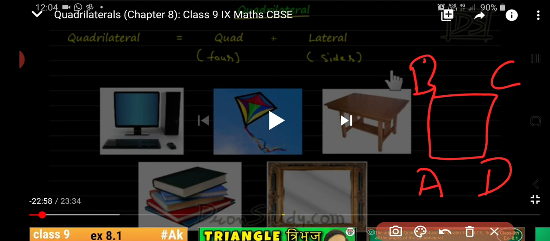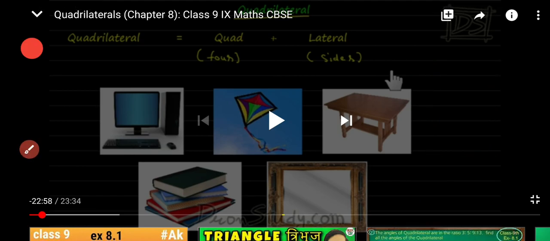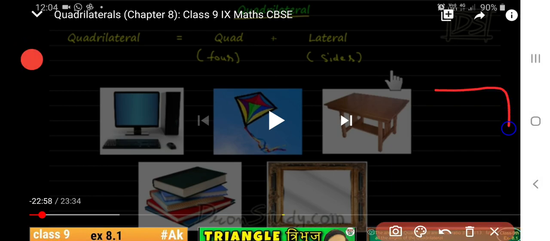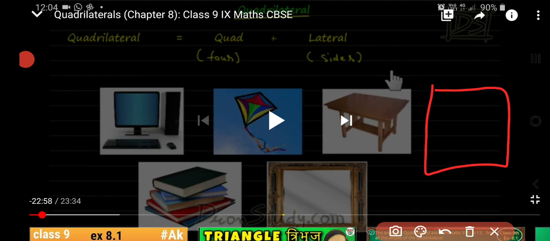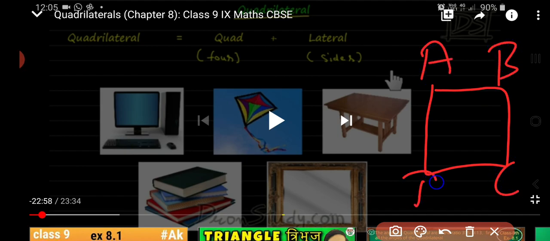You have to write with any vertex. If you want to write the name of a quadrilateral, here, then you have to write A, B, C, D. But always remember the sequence is clockwise or anti-clockwise.